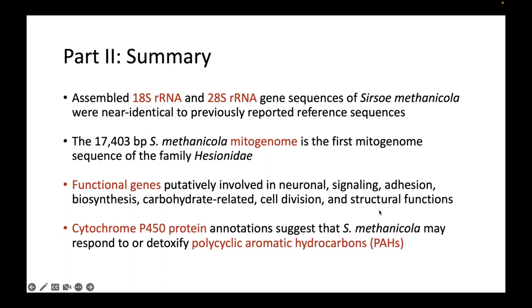And lastly, comparisons of the cytochrome P450 protein annotations suggest that ice worm may contain some of these gene homologs that may possibly be able to respond to or detoxify polycyclic aromatic hydrocarbons, or PAH.